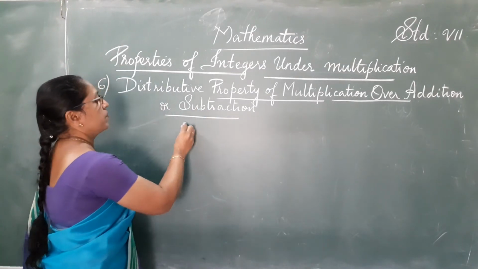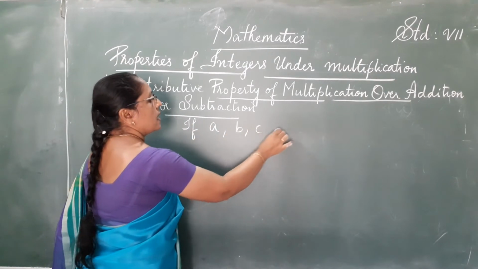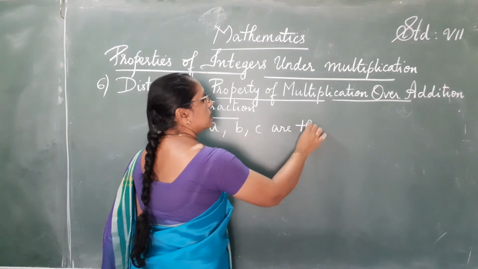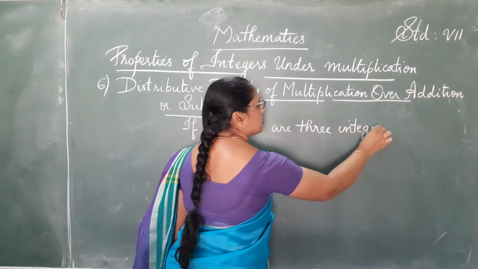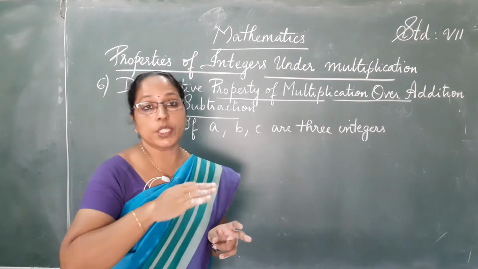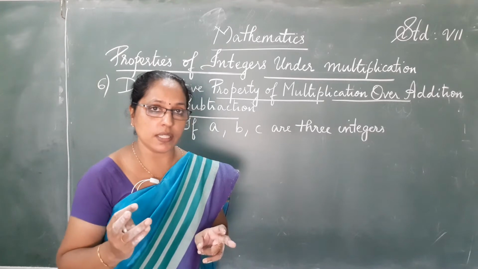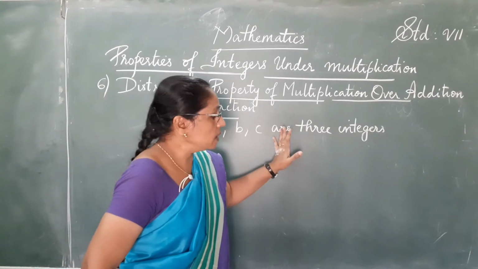That means if A, B, C are 3 integers. So this property we are explaining with 3 integers, like the associative property we explained with 3 integers. In the same way, we are going to explain the distributive property also with 3 integers.